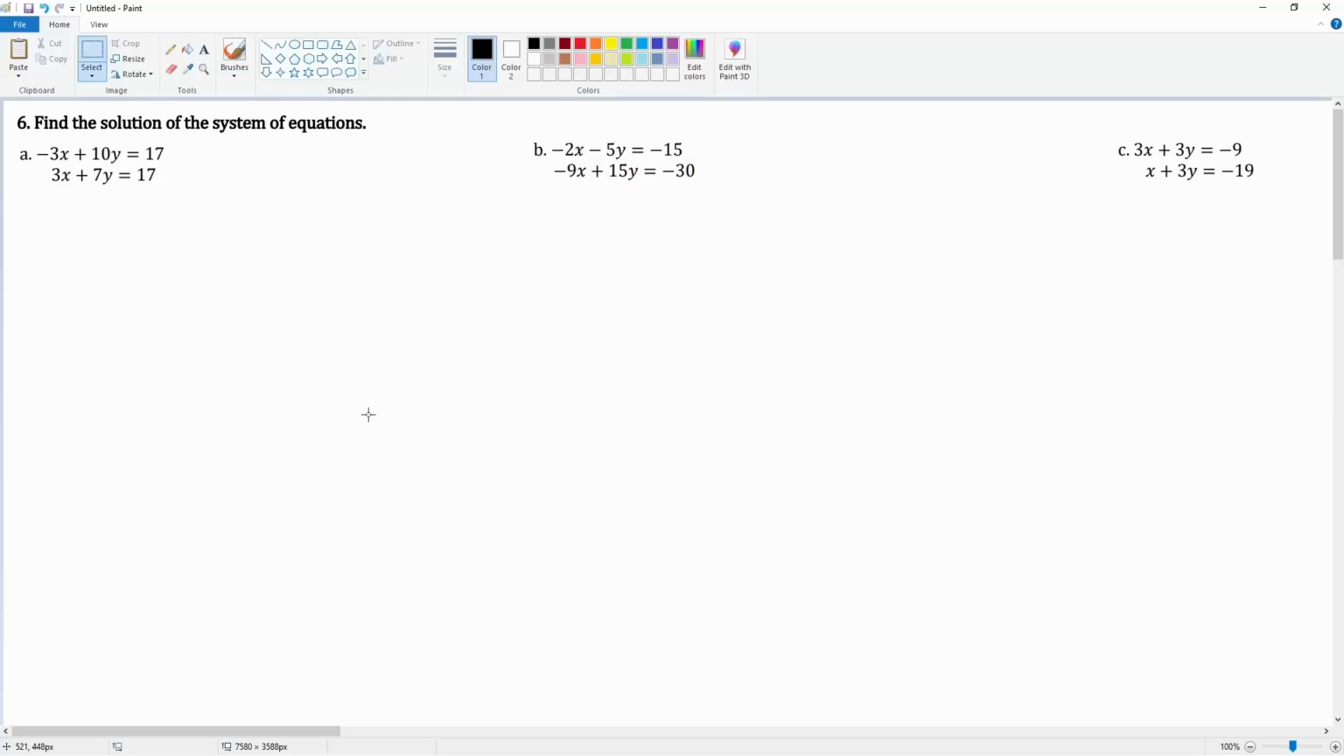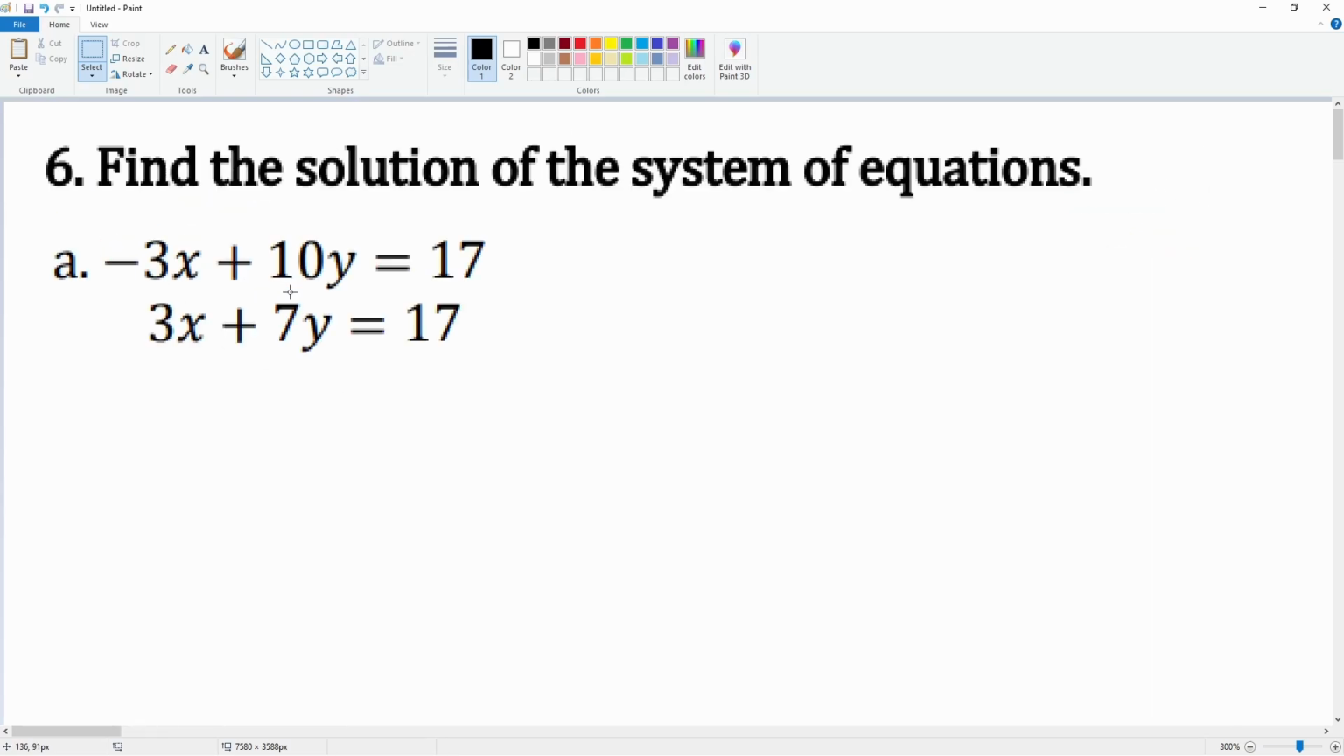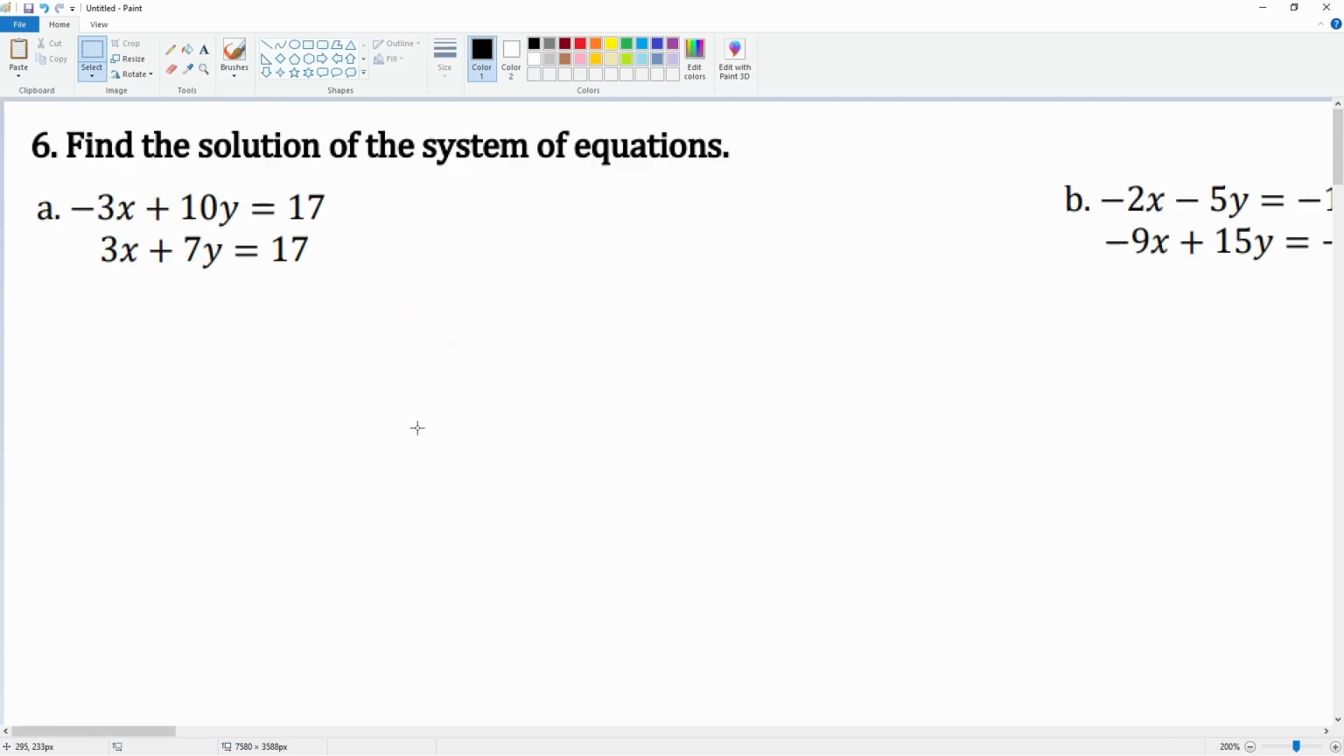Number 6, you're going to solve the solution of this system. Here, it's going to be by elimination. All right, let's take a look here at A. We should look for any opposites, and I see there are opposites right here. This is an opposite of this. -3's opposite is 3. That is perfect.